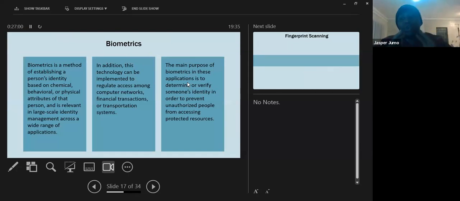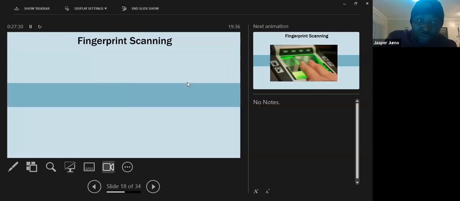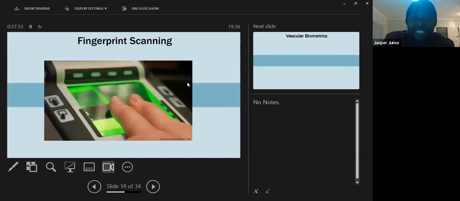All right, now let's look at something that you are, which is biometrics. Biometrics is a method of establishing a person's identity based on chemical, behavioral, or physical attributes of that person. So now a person is gaining access because of maybe their chemical attribute, or their physical attribute, or maybe their behavioral attribute.